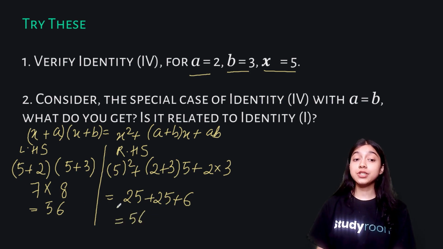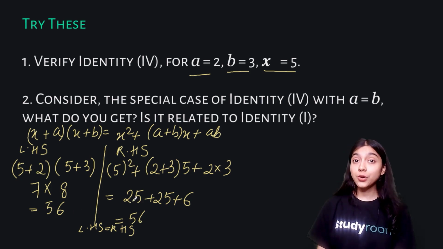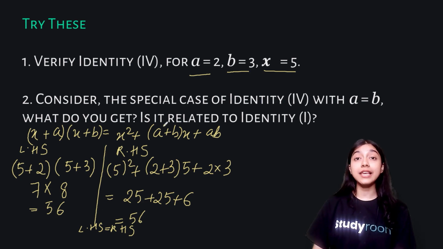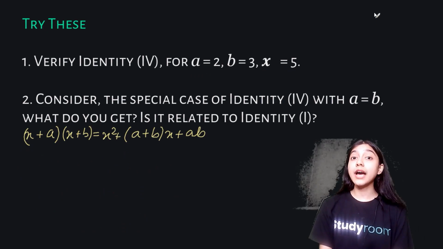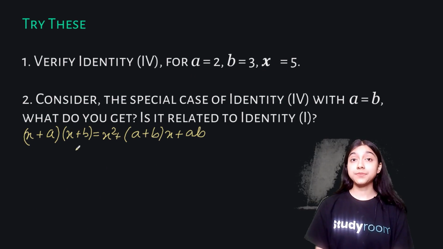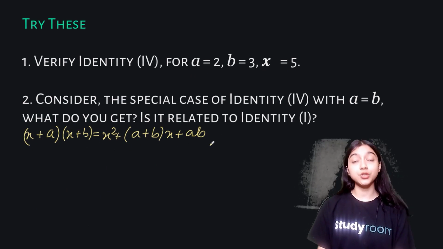So LHS is coming equal to RHS. So we can write LHS is equal to RHS and hence it is verified. We have now just verified the identity 4 by putting values a = 2, b = 3 and x = 5. Now again just recall the identity 4 that I taught you. That was (x + a)(x + b) is equal to x² + (a + b)x + ab.